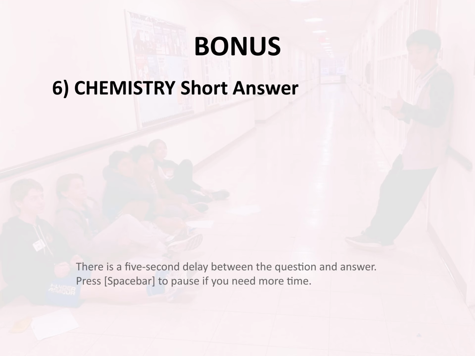Bonus 6. Chemistry. Short answer. When a certain powder is mixed into a solution of silver nitrate, a white precipitate forms. When the powder is added to a solution of sodium hydroxide, bubbles form, which produce a noxious odor. These bubbles, when bubbled into a solution of nickel hydroxide, produce a drastic color change from green to dark blue. What is the identity of this powder?